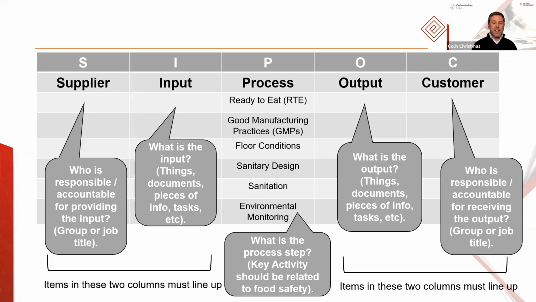So once that's done, how well has an organization identified who's responsible, accountable for the input? What documents, what procedures are in place? What other information, what checklists, what templates are being used as part of that process? What is the expected output? What documents, what pieces of information, tasks, etc. would come from that output? And ultimately, who is responsible for receiving that output and who's accountable for that output?